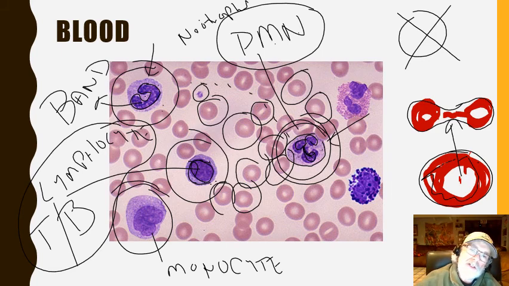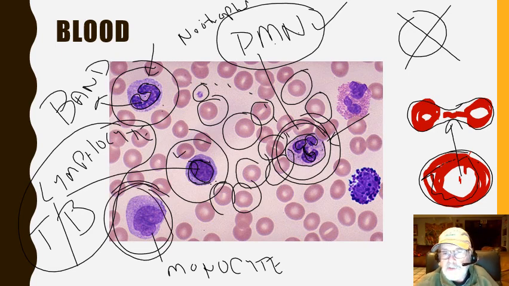Probably about 50 to 70% of the white blood cells in the blood are going to be polys. About 20 to 40% are lymphocytes. Okay, we'll have a few percent that are monocytes, these eaters. That leaves me 2 more.